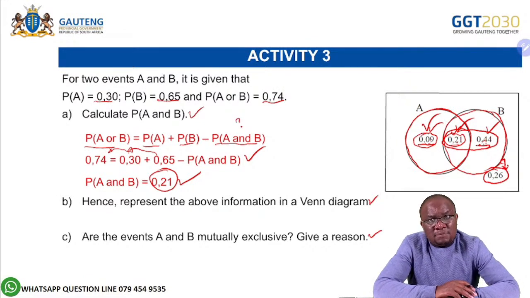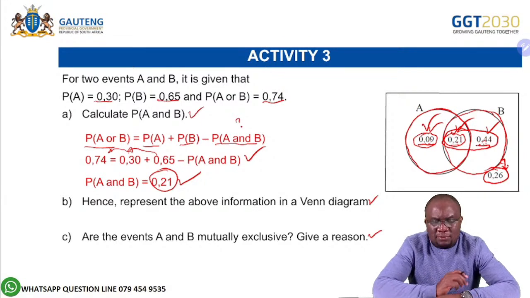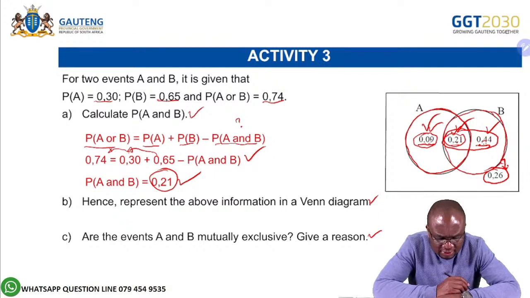Are these two events mutually exclusive? Are they exhaustive? I think there's a question about that. Okay, let me wait for now. Right, and then that is B, and then C. Are these events A and B mutually exclusive? Give a reason for your answer.